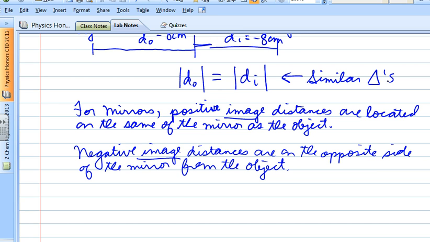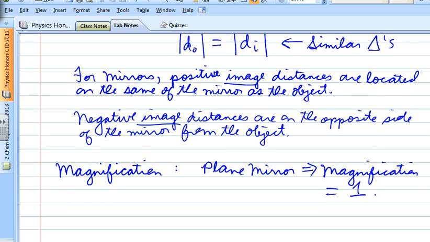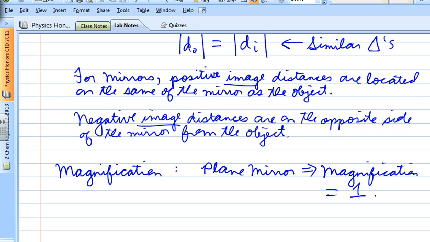Okay, so the last thing that we're going to talk about is the magnification of an image. So we need to know whether or not a mirror or lens is making the image larger or smaller. And it turns out that for a plane mirror, the magnification is simply equal to 1. It doesn't make the image any larger or smaller.